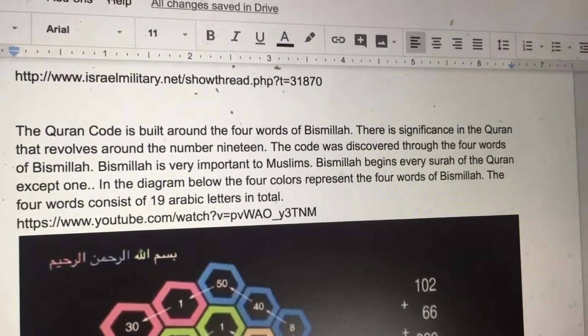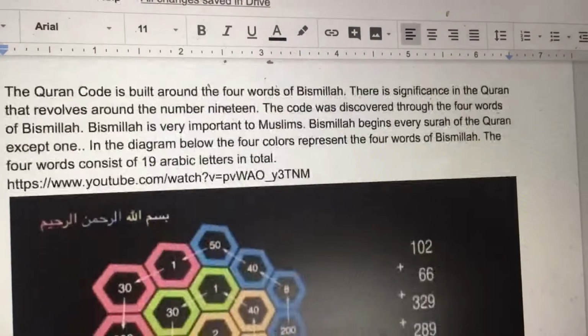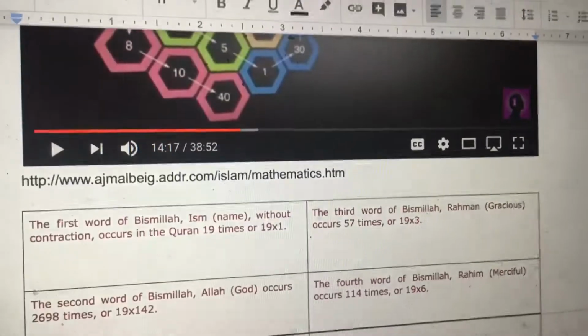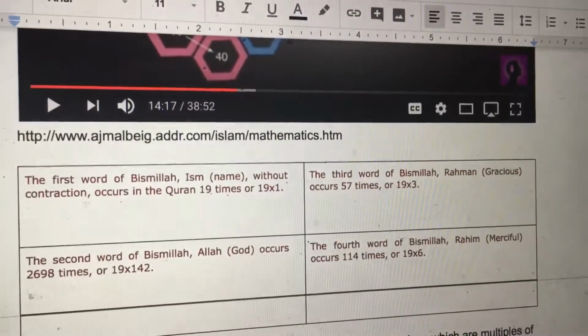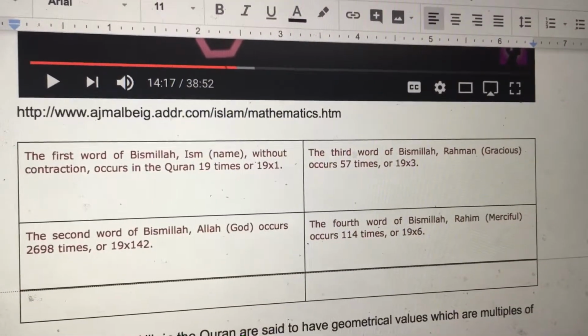In the diagram below, the 4 colors represent the 4 words of Bismillah. The 4 words consist of 19 Arabic letters in total. So here are the 4 colors and 4 words. And this is what the Quran code centers around. The first word of Bismillah, Ism, without contraction, occurs in the Quran 19 times.